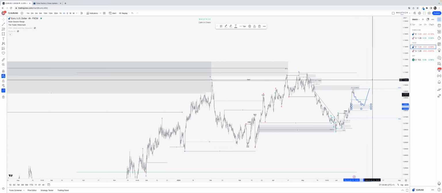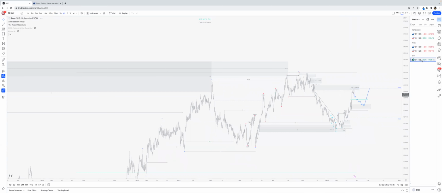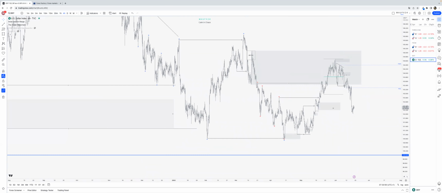And then I hope to see price turn around and give us a bullish move. That's it. I actually forgot to do it on DXY, but DXY is pretty much the same, yeah.